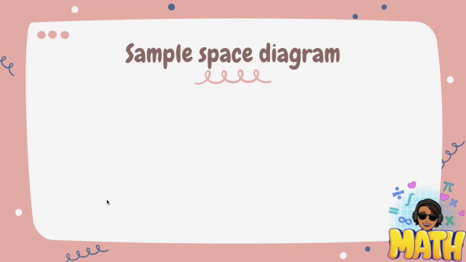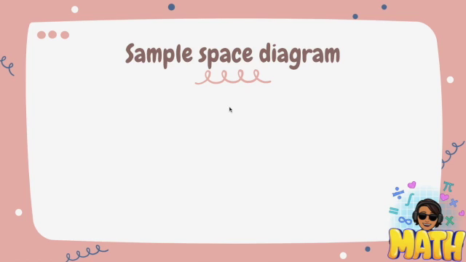Now we're going to see how to use the sample space diagram. This one comes very handy because of the form that it has. It looks like a table, so it allows us to see all the sample space. Depending on the context, it's going to be very useful, okay?